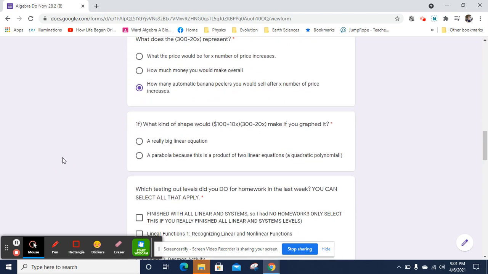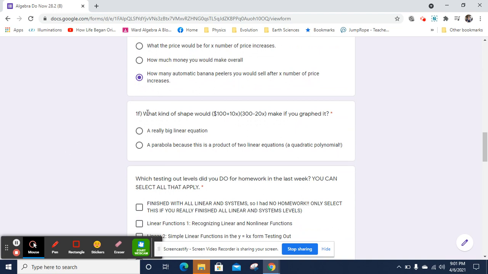All right, now final question to consider here is what kind of shape would this make, 100 plus 10x times 300 minus 20x, if you were to graph it? Well, these are two linear equations, and we're multiplying them. And we already know that a parabola is made by that because it's the product of two linear equations. It's a quadratic polynomial, right?